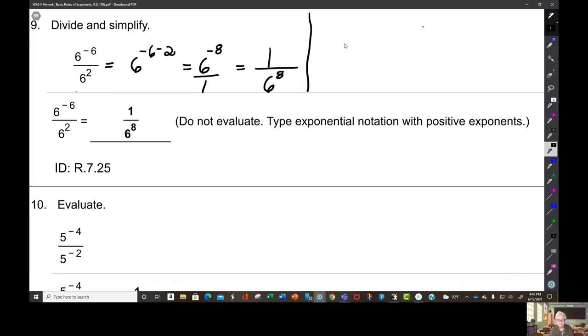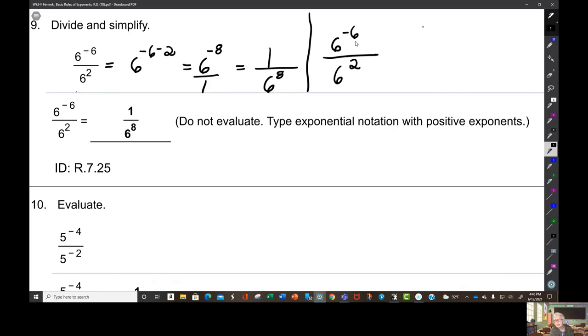Watch. 6 to the negative 6 over 6 to the positive 2. Now you ask yourself, which exponent is bigger? Cover up my coffee so the fly doesn't get in. The fly is here wanting to learn math as well, I guess. 2 is bigger than negative 6.